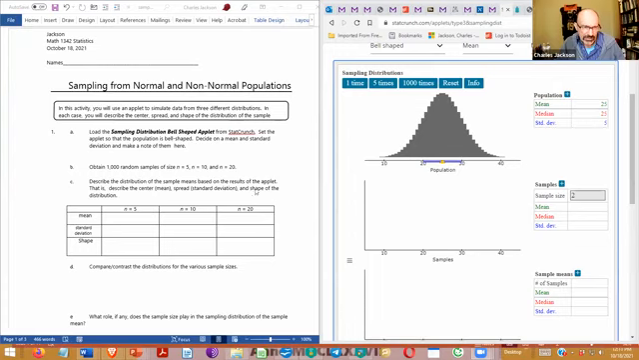And let's see, now it says obtain 1,000 samples. And then we're going to go from size n equals, right now it says 2, but we're going to go size 5, size 10, size 20, and kind of record the information as you use the applet.